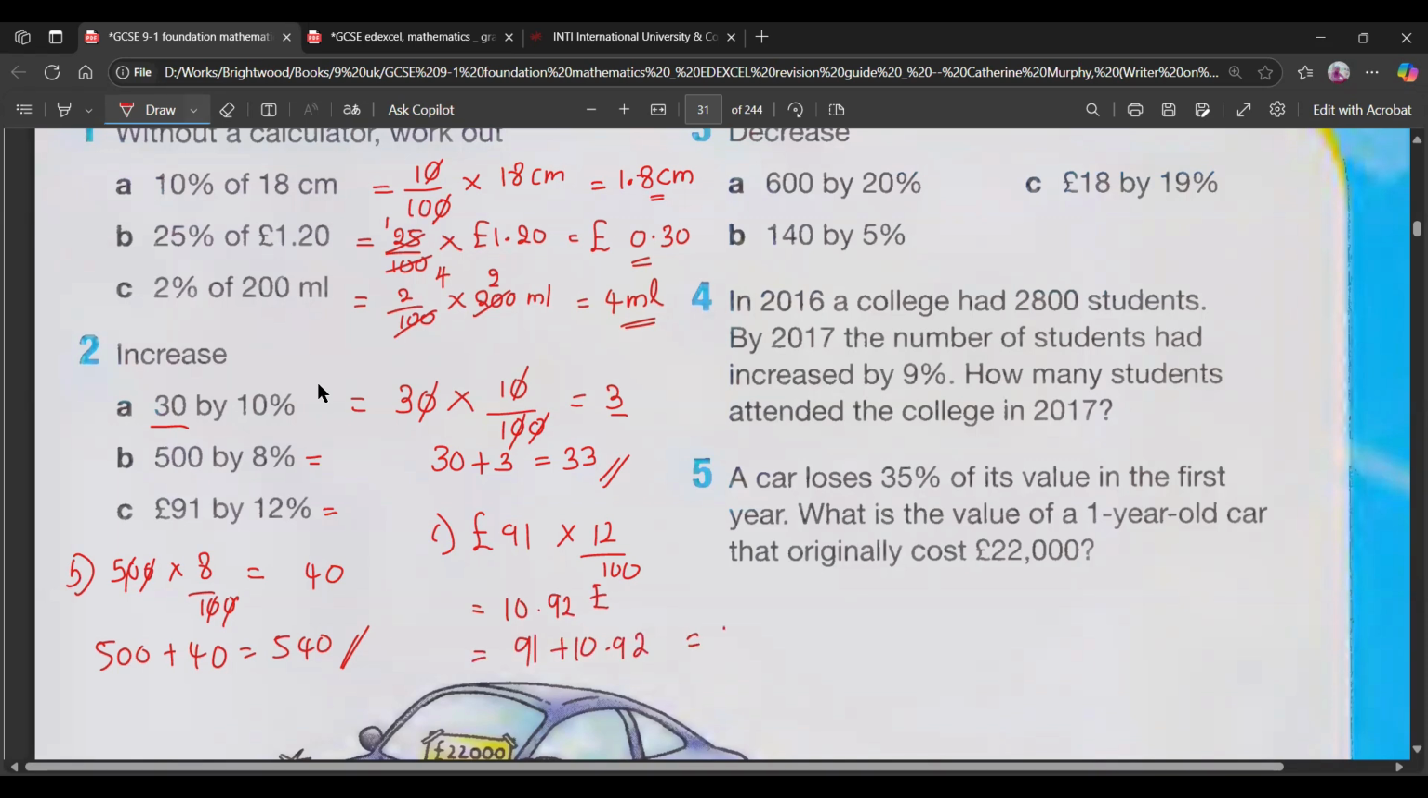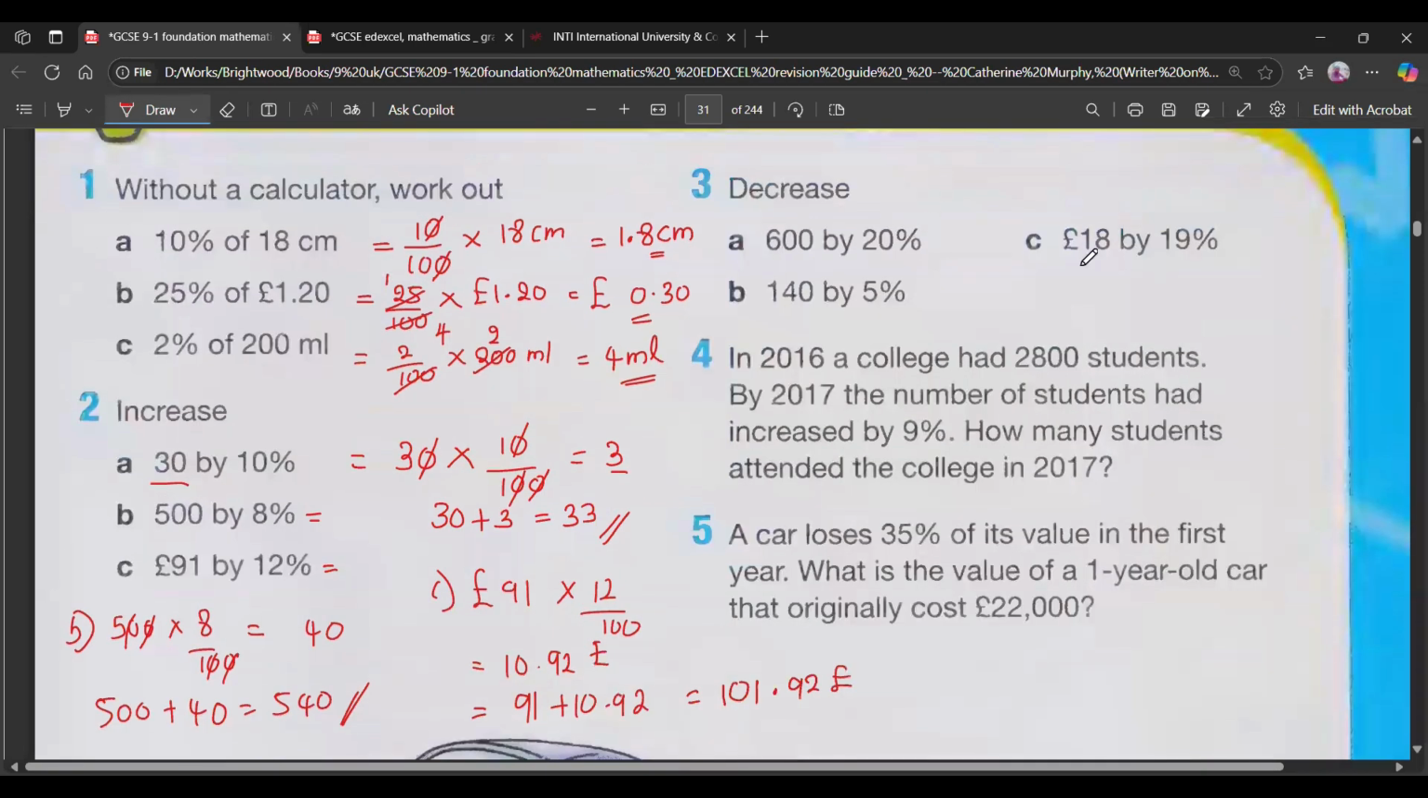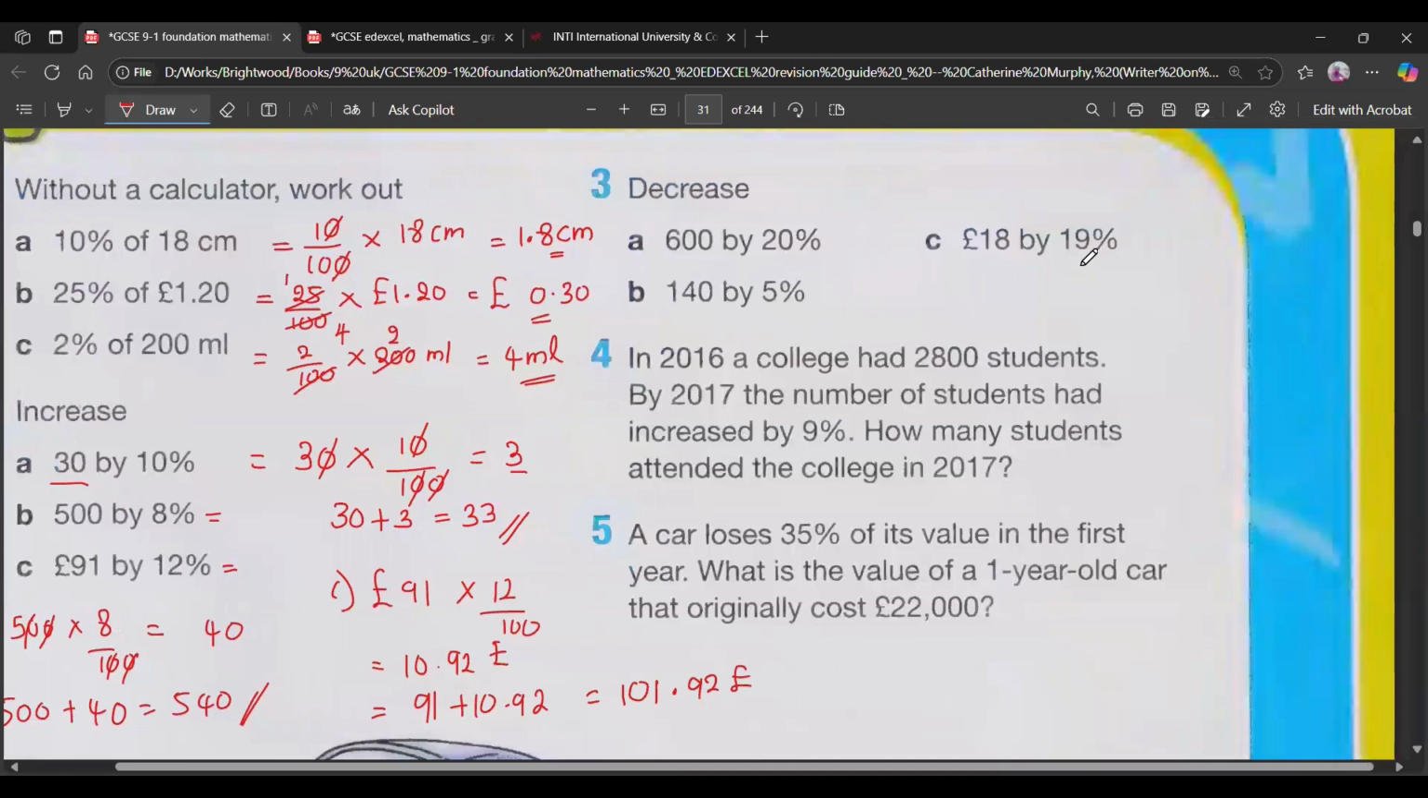So it is 101, 104.92 euros. Okay, like that. You can write, no? If there is a decrease, what is the difference? Increase, you have to add. Decrease, you have to subtract.